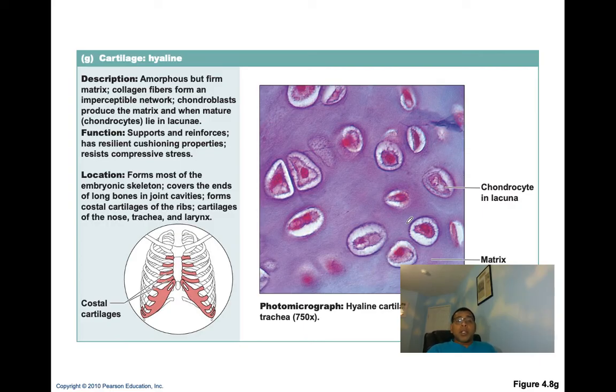This type of tissue is going to be responsible for supporting and reinforcing. It also has resilient cushioning properties, and it can resist compressive stress.